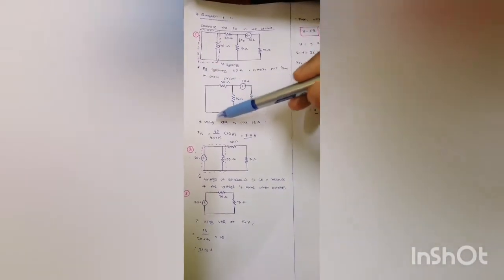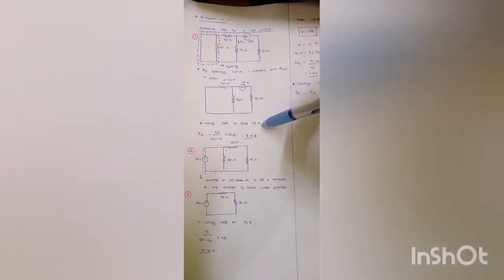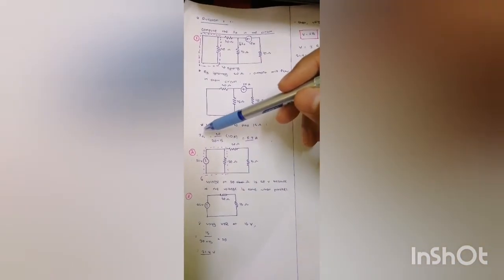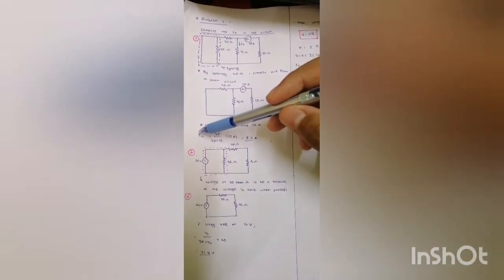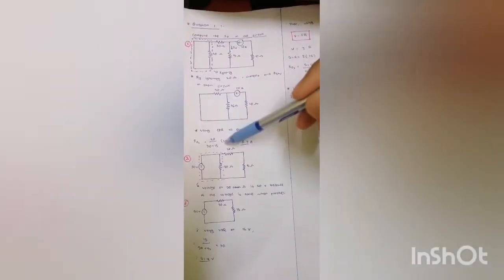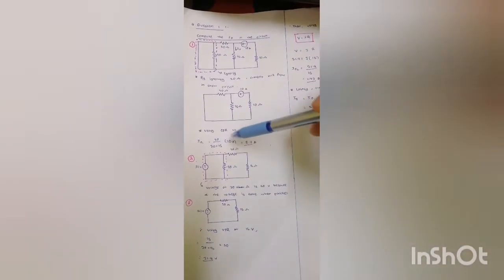Then using CDR to find the 15 ohm, we should first find I0. The equation is I naught 1 equals 20 over 20 plus 15 multiplied by 10 ampere. So we will get 5.7 ampere for the first I naught.